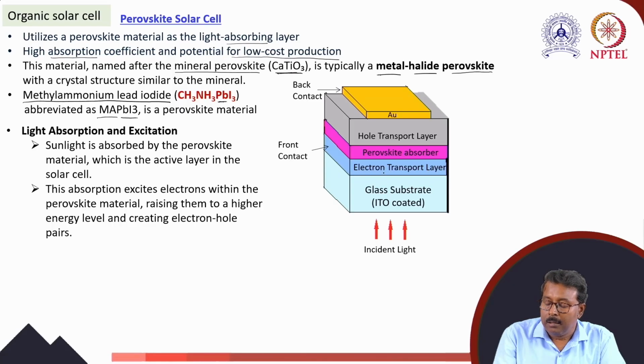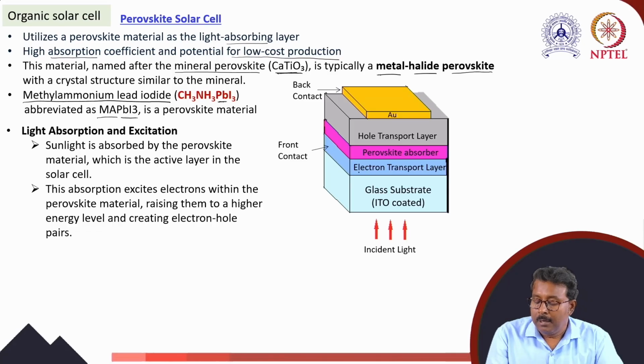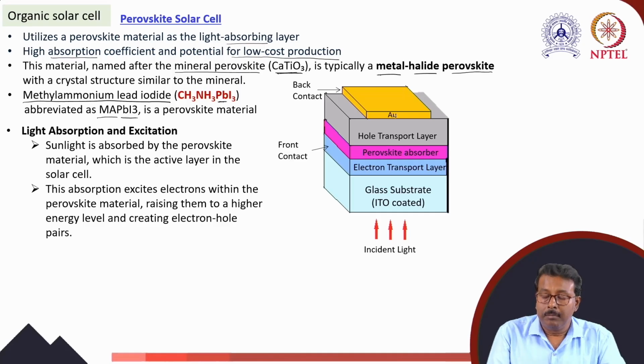Again, the technique is the same as the others. Like we discussed earlier, some surface area on top of the electron transport layer is left for making contact, and in the rest of the portion the other layers are deposited. That's why the front contact is shown here. Another contact, generally a gold contact, is taken from the hole transport layer.